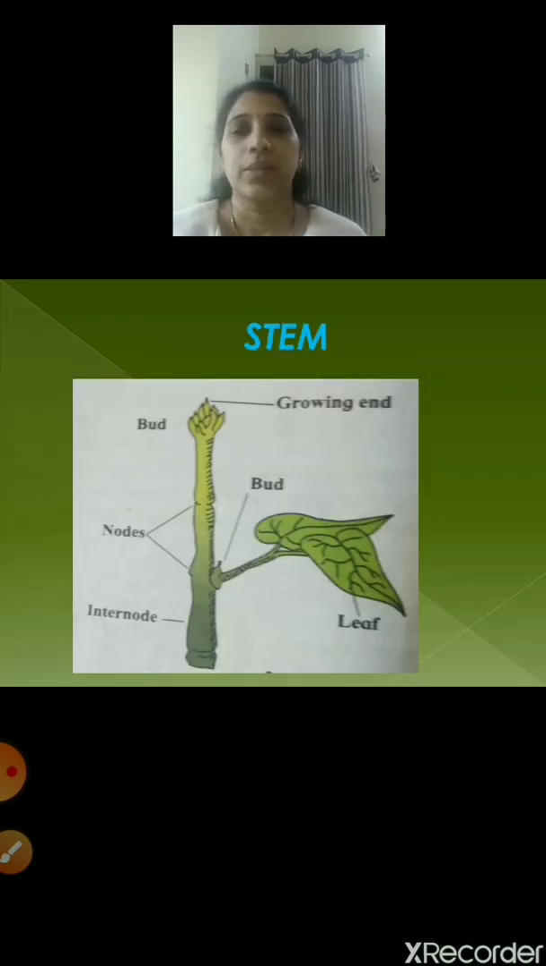Now the next part is about the stem. Now the stem, you can see it has got nodes, internodes, the leaf and the bud. The shape, the size and the height of the plant depend upon the stem. The function of the stem is production, conduction and storage of food. Also the main part is that it gives support to the plant.